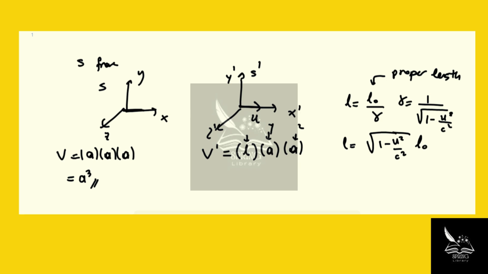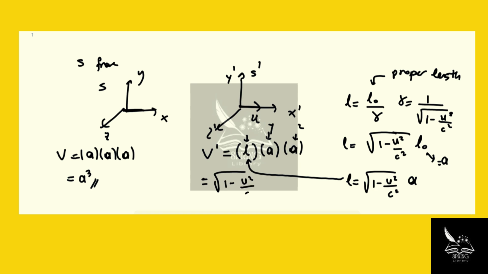And if you remember, L naught was A. So L naught, this term is actually A. So your L is going to be square root of 1 minus u squared over c squared times A. Now all we need to do is to put it in the volume equation. Then we have square root of 1 minus u squared over c squared times A squared. So combine the two, square root of 1 minus u squared over c squared times A cubed is going to be the volume as it's measured by an observer on S prime frame.